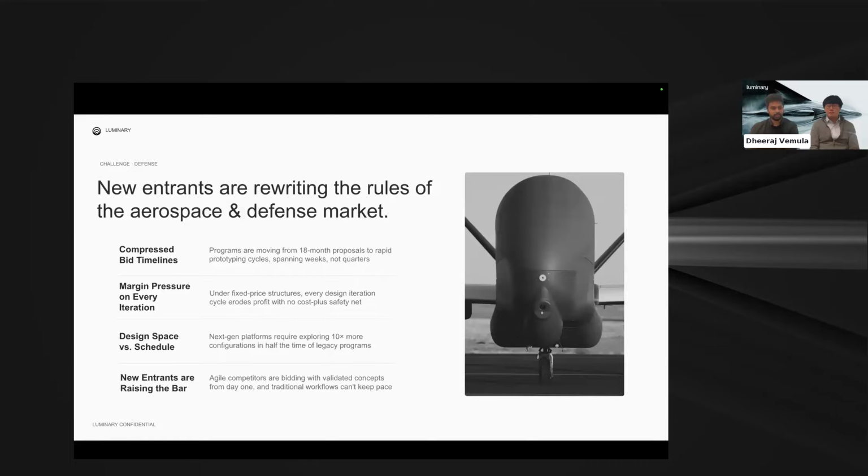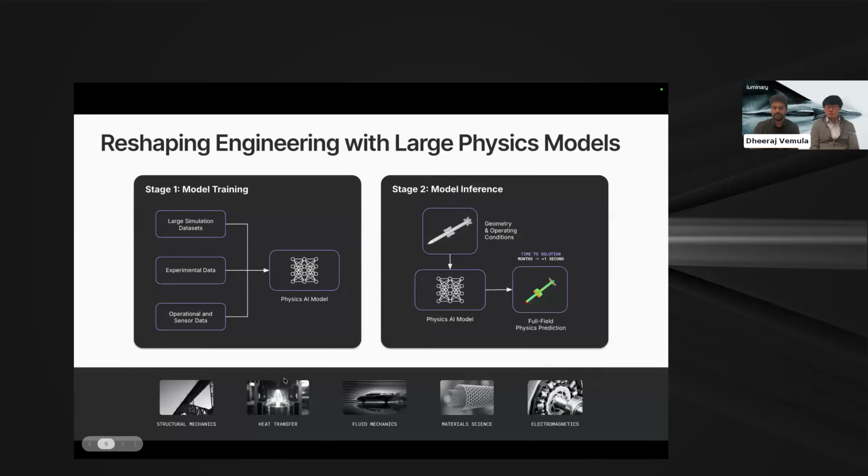The systems are getting really complex. There are multiple systems coming together, working together, a lot of interactions. That means a lot of risk and failure if not captured early in the design phase. So these are some of the challenges we hear from our customers in the aerospace and defense market. And our solution, or part of the solution, is physics AI.